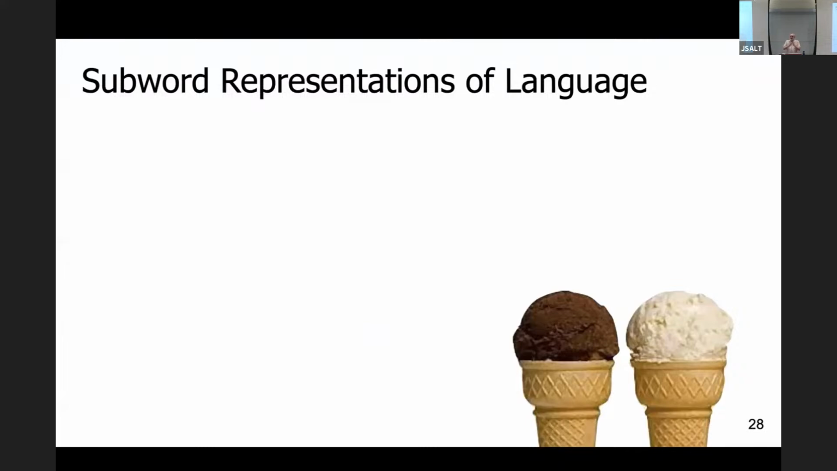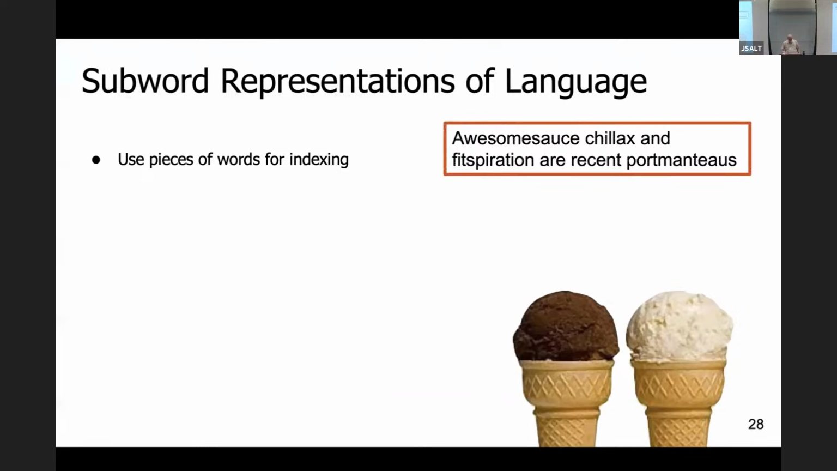Okay, subword representations. This is how things are typically done now. With subwords, you're using pieces of words for indexing. So you're chopping the words up somehow. Let's say this is our text: awesome sauce, chillax, and fitspiration are recent portmanteaus. How are you going to index this? You can imagine that if this were a document, these terms are probably not going to be very frequent. They're fairly recent coinages. So we're going to break these terms up into pieces.